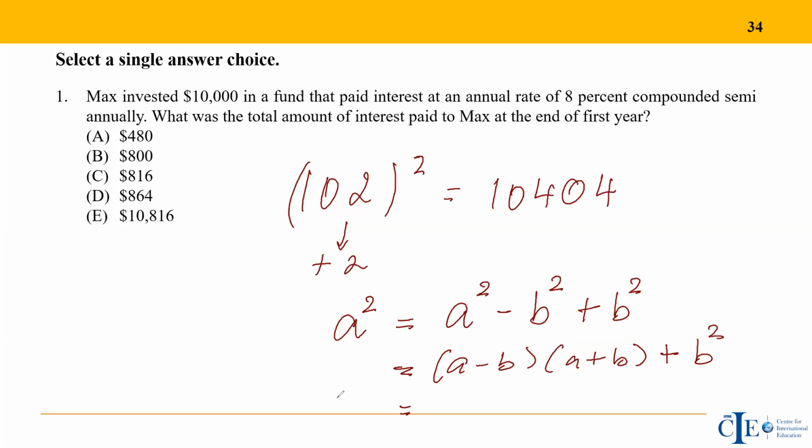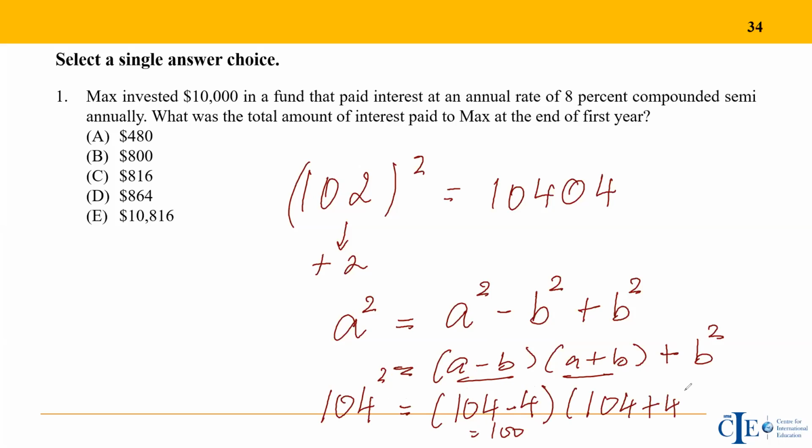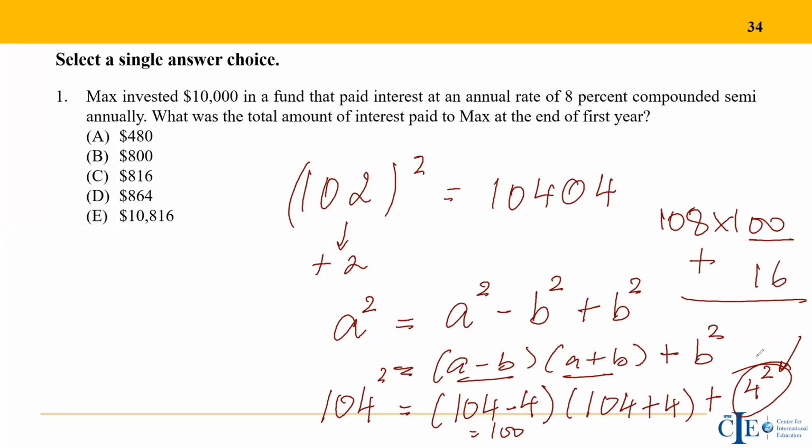Now in this case, let's say if it was 104 square, I would choose the value here so that one of these brackets actually turns out to be 100. So 104 minus 4 will give me 100, because when you multiply by 100, you don't have to bother. It's just the last two digits, which are 0, and here you will have 104 plus 4, and then since I chose b as 4, this is 4 square. Now this product is going to be 108 into 100, so last two places are 0, and hence 4 square, which is 16.